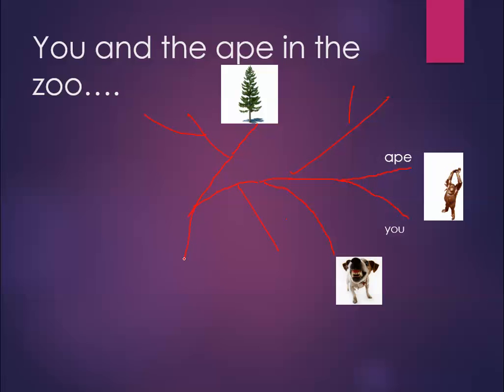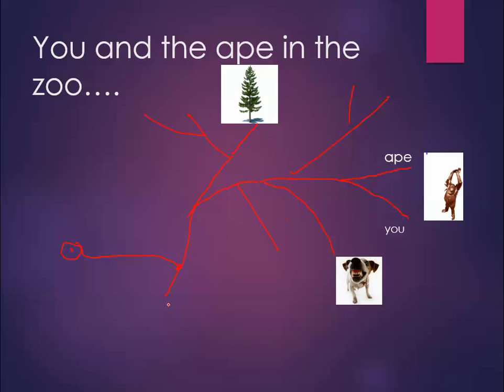And to take this to the limit here, some of you might have seen somebody drinking a beer once upon a time. And guess what? According to the theory of evolution, the yeast cells that made that beer, if you go far enough back in time, you and the ape in the zoo and the Christmas tree and your dog and that yeast cell even have a common ancestor.